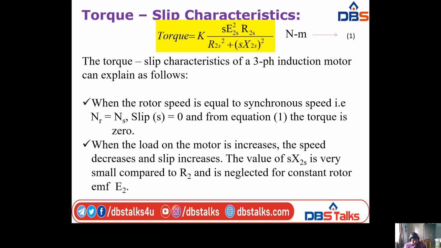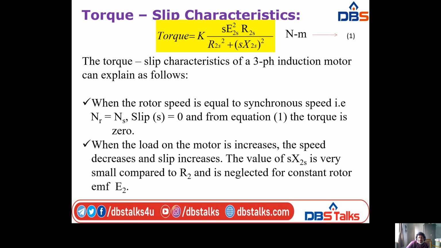We know the expression for the torque: T full load is equal to 3 by 2 pi ns into S E2 square R2 by R2 square plus SX2 square Newton meter. Now we have to observe the torque slip characteristics. When the rotor speed is equal to synchronous speed, that is Ns is equal to Nr, the slip is 0. Then the torque is also 0 from equation 1. Whenever slip is 0, torque is also 0.